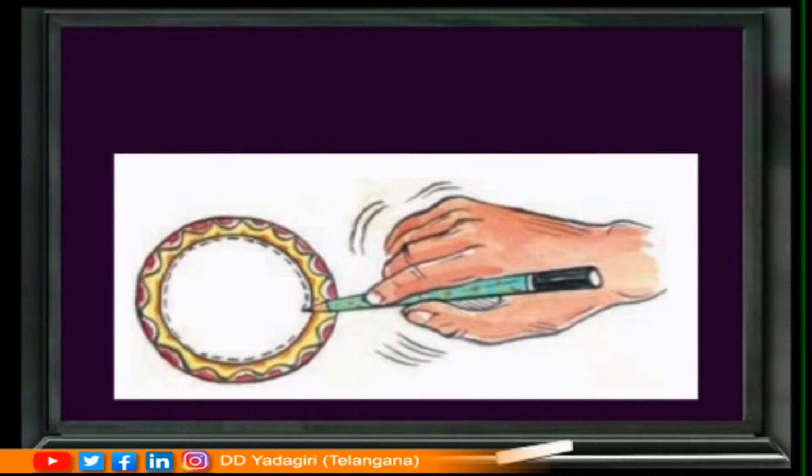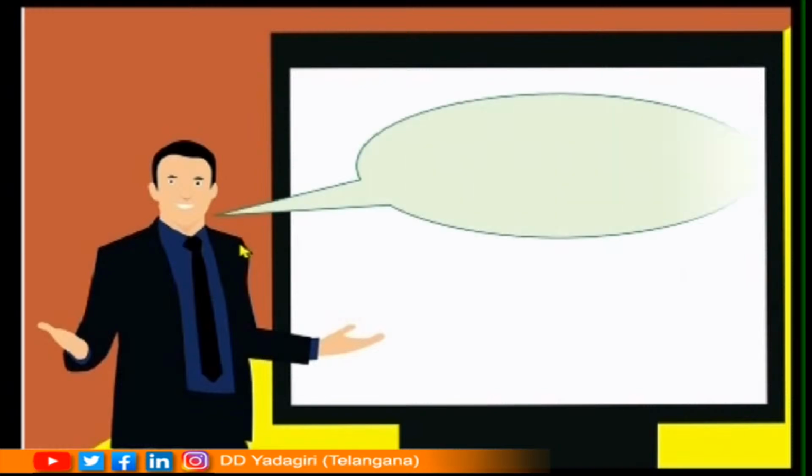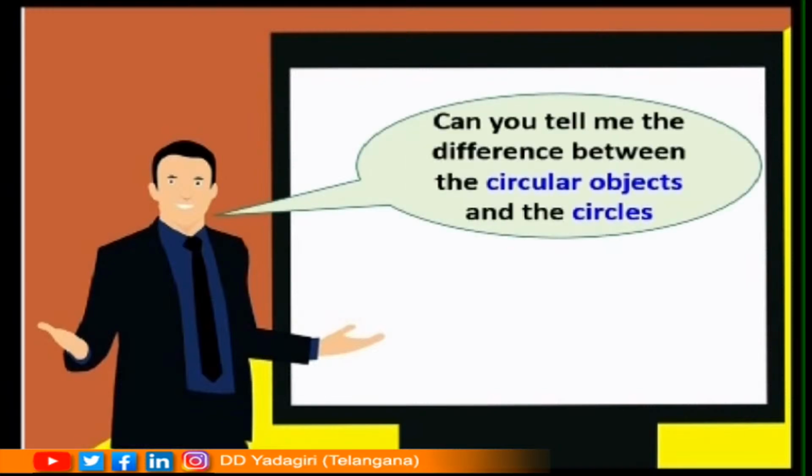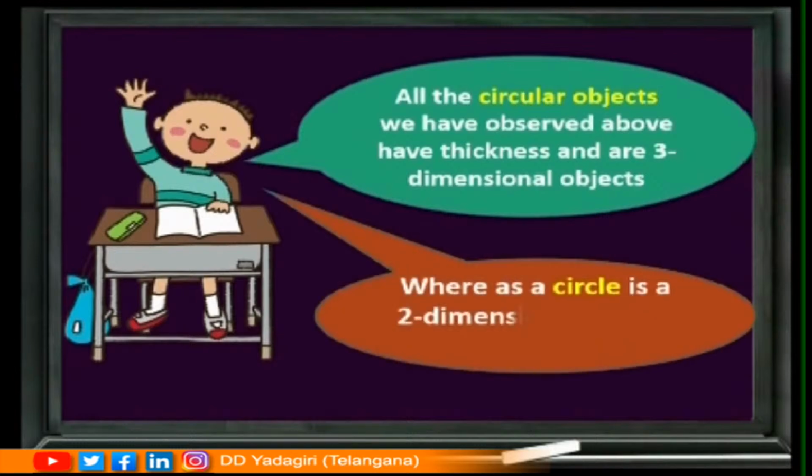This is a bangle. With the bangle, a circle is drawn. So, what is this, students? The outline along the edges of a bangle forms a circle. Previously we have seen circular objects, and this is a circle. Now, tell me what is the difference between the circular objects and the circle? All the circular objects we have observed above have thickness and are three-dimensional objects, whereas a circle is a two-dimensional figure with no thickness.